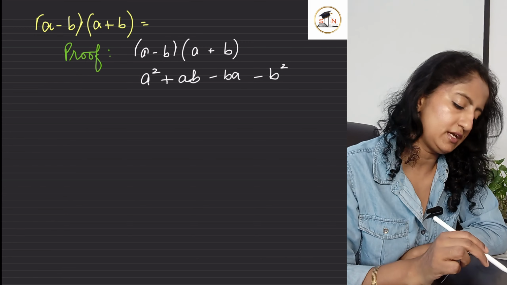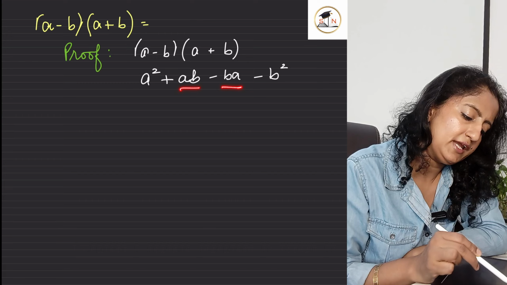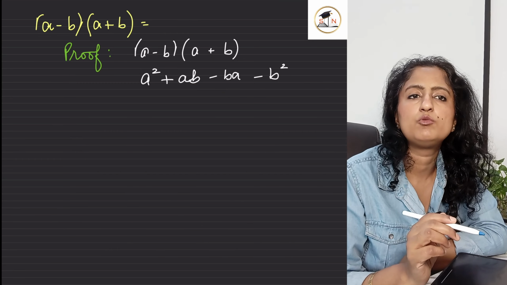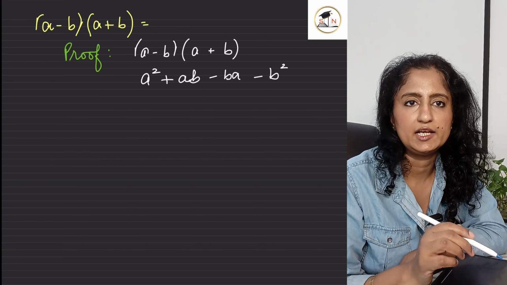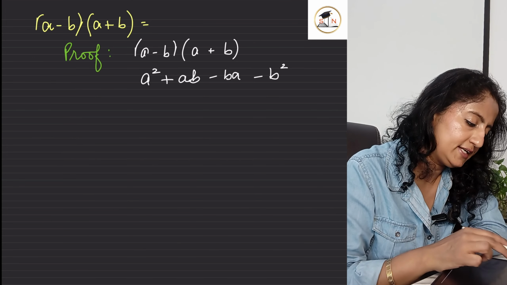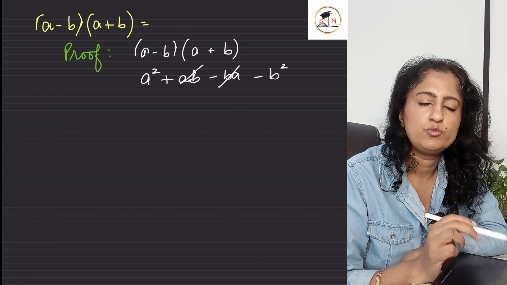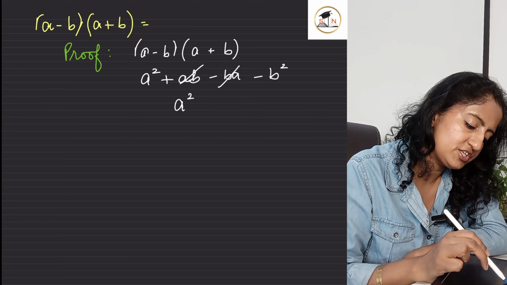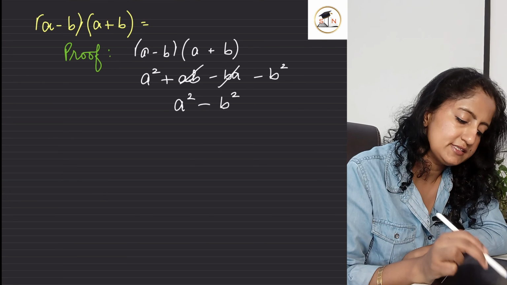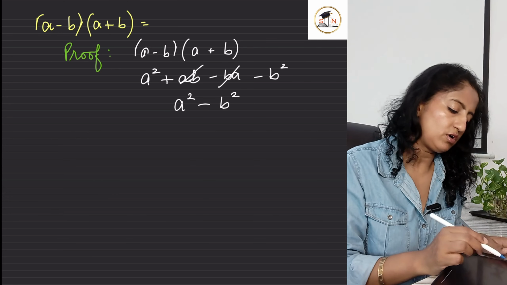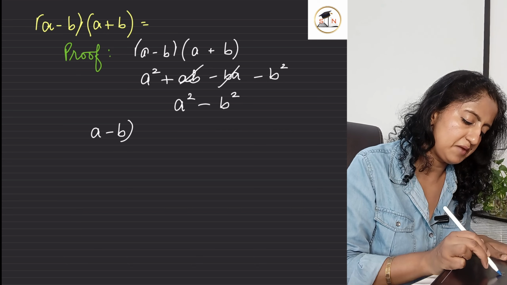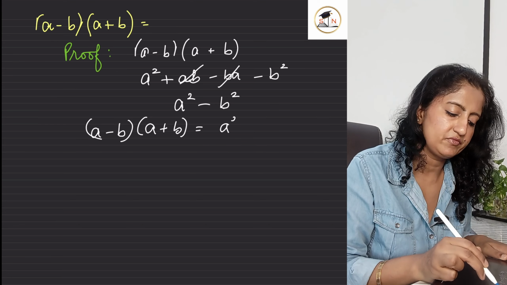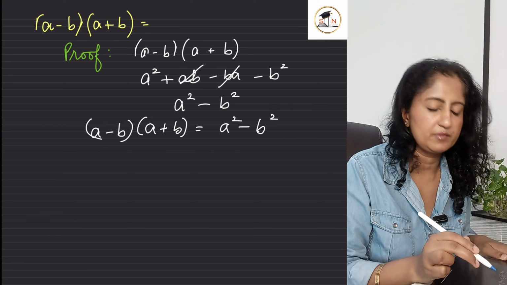Now if you look over here, ab and ba, they both are like terms, just the order is different, but one is positive, the other is negative. So they will get cancelled. They are positive and negative, therefore they get cancelled. So what are we left with? We are just left with a square minus b square. So when we talk about the third identity, it is (a minus b) into (a plus b). It always results in a square minus b square.